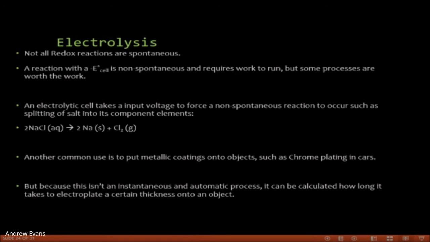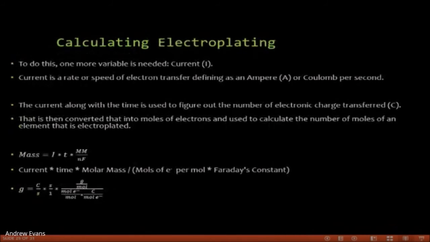We can calculate how long we need to electroplate to get a certain thickness because of one other voltage thing that we haven't learned before, and that is current. A current is like a velocity for coulombs. A current is the rate of speed of electron transfer. It's measured in the units of amperes, but an ampere is simply a coulomb per second.